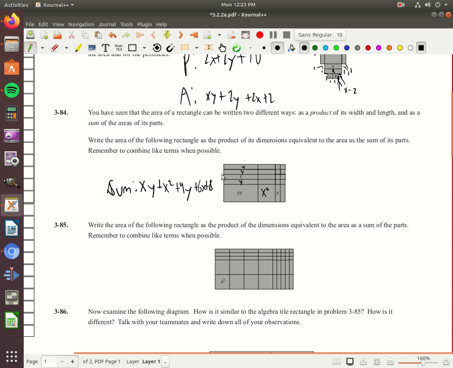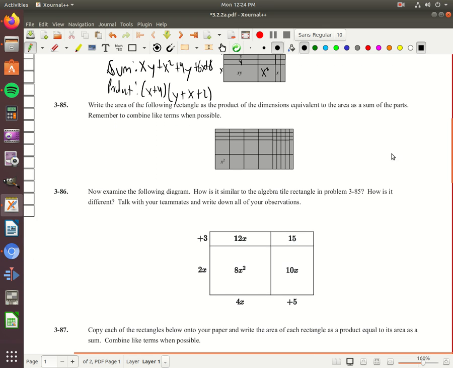And as a product, I'm going to have x here with a 1, 2, 3, 4. In this distance, I have a y plus x plus 2. So I will write this as x plus 4 times y plus x plus 2. And those two will equal each other. All right, so write the area of the rectangle as a product of its dimensions equivalent to the area of its sums. Oh, by the way, I guess I could have put an equal sign.